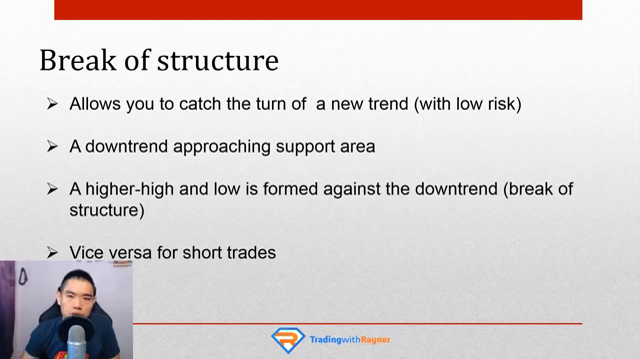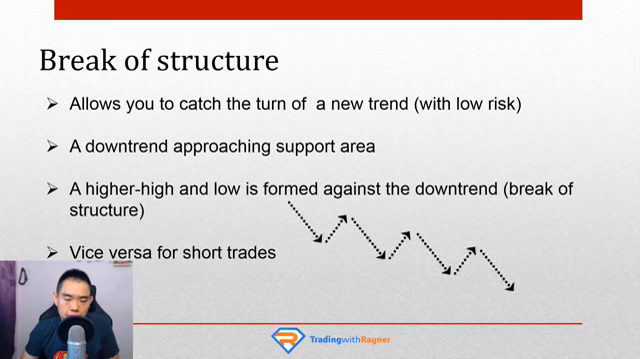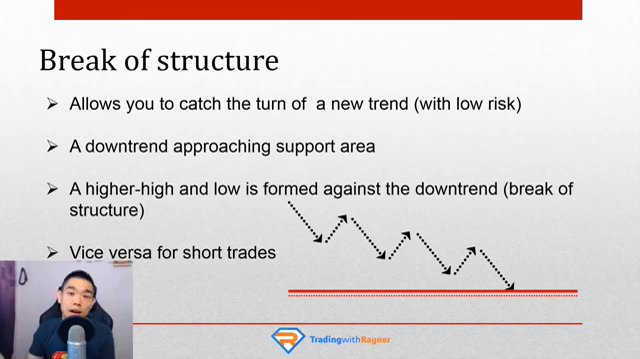So the key thing to look for is, number one, a downtrend approaching a support area. So the market is in a downtrend, lower high and lower low like this. Then let's say this line over here is the key area of support. This key area of support can be seen on the higher time frame.